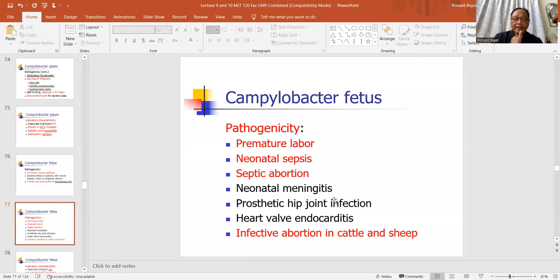Campylobacter fetus will cause infections in utero, for infant in utero, premature labor. It can cause neonatal sepsis and can result in septic abortion, similar to group B strep, which can cause similar problems as well. Okay, so Campylobacter can cause obstetrical problems, premature labor, neonatal sepsis, and septic abortion. On the veterinary side, Campylobacter fetus can cause infective abortion in cattle and sheep.